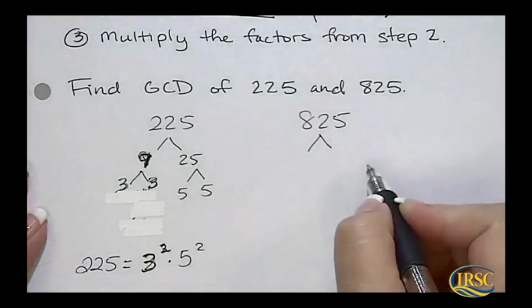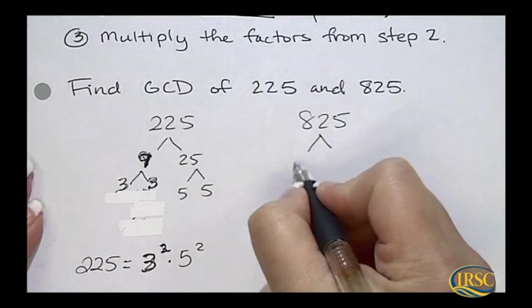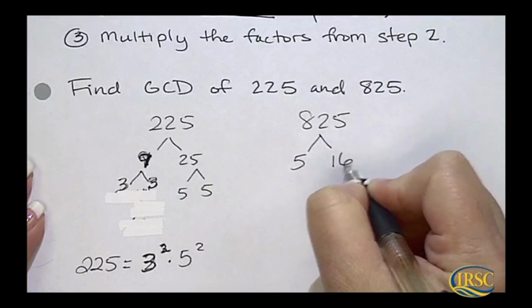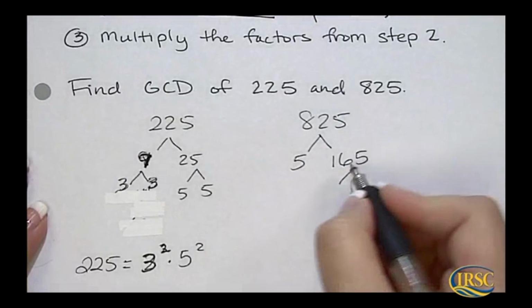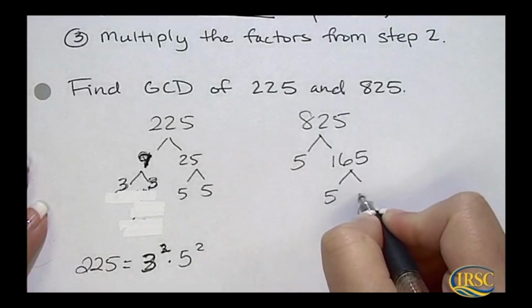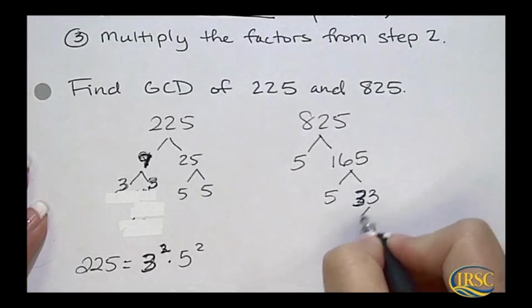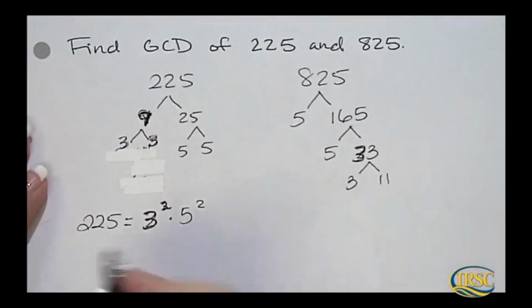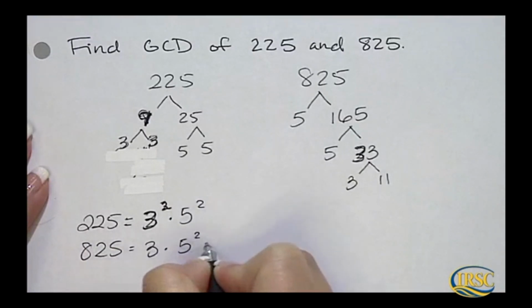And so now over here, if you didn't want to use 25, and maybe you didn't use 25, you could have used 5 on this one. And 5 goes in, let's see, 1 time, and then 6, and then 5. Did I do that one right? Okay. And then 5 goes into this again, 33, okay? And then 33 is 3 and 11. Okay, so for 825, 3 times 5 squared times 11 is correct.